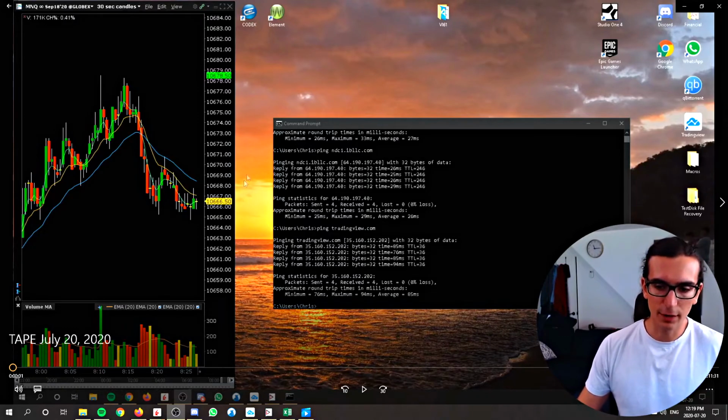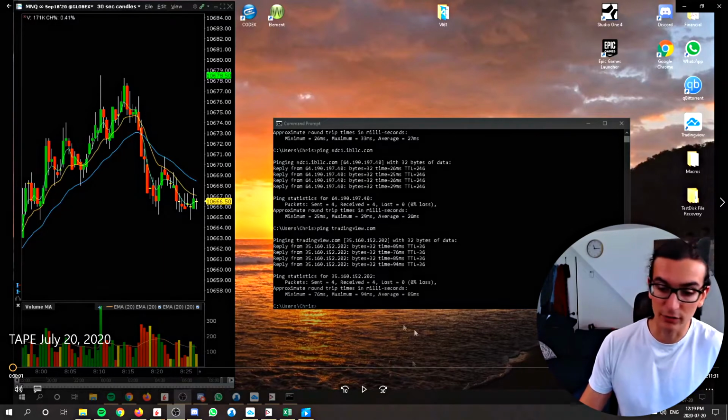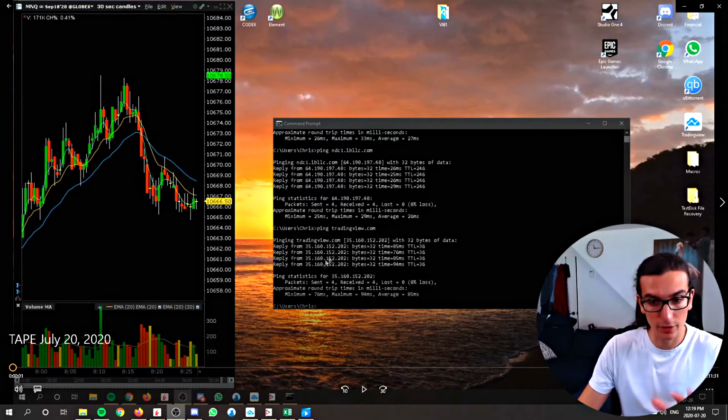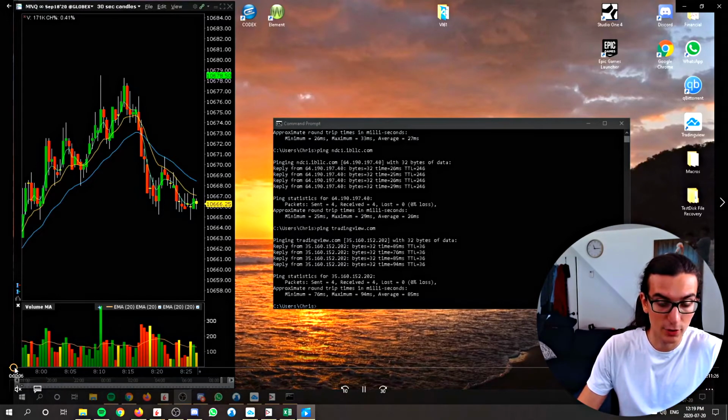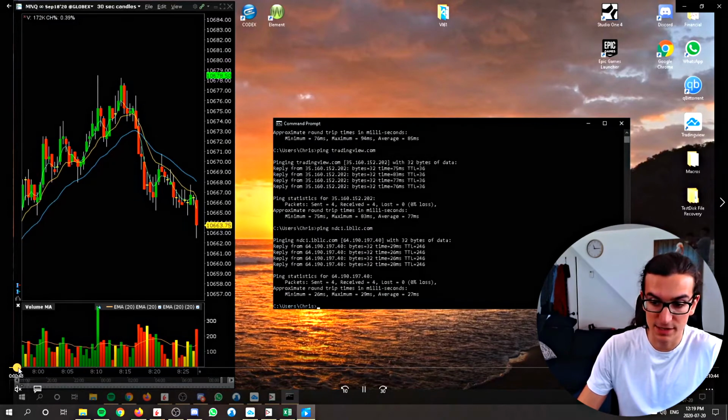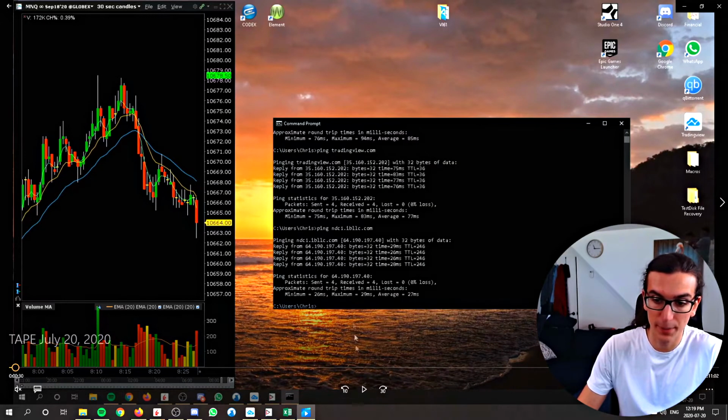So I started off playing with the command prompt just to see what kind of latency I'm getting here with this data service. So I use IB for data. Generally the latency is quite good, around 28 to 30 milliseconds. I noticed that with TradingView, the latency is higher. So all you do is ping IB's server.